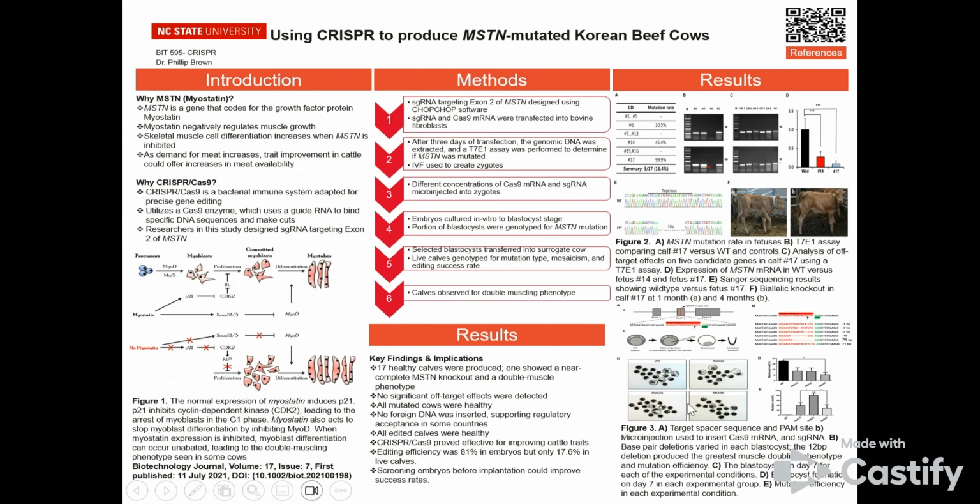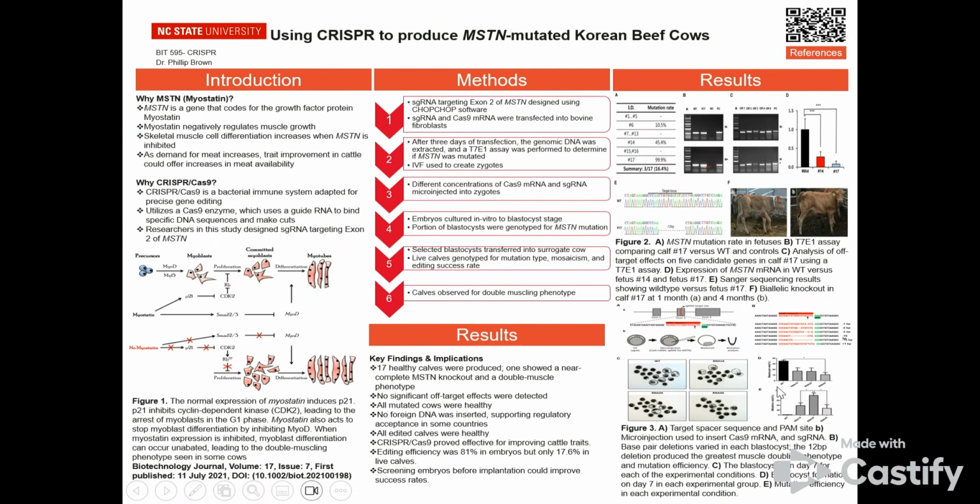Now coming down to figure 3A, over here you have the target spacer sequence in exon 2, as well as the PAM site that was targeted, and then in B you have various different mutation patterns that were observed. You had some that had a 1 base pair addition, some that yielded a 12 base pair deletion, some that yielded a 1 base pair deletion, with obviously the 12 base pair deletion having the greatest success observed in calf 17. Over here in C, you have the different experimental groups in the blastocyst stage showing the differentiation.